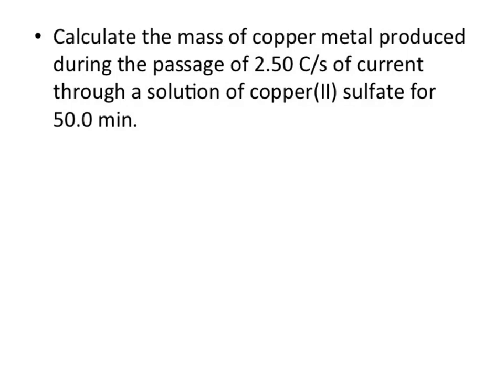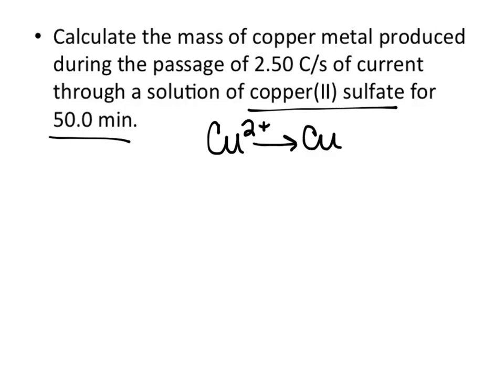Next, let's do another problem, and we're going to do a couple of these and then we're done. So calculate the mass of copper produced during the passage of 2.50 amps of current through a solution of copper(II) sulfate for 50 minutes. So the very first thing I would do, since we are dealing with electrons, is go ahead and balance the half reaction that we care about. So if copper is being reduced, then this would be our half reaction.